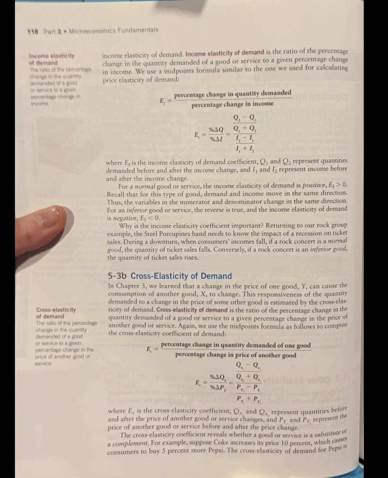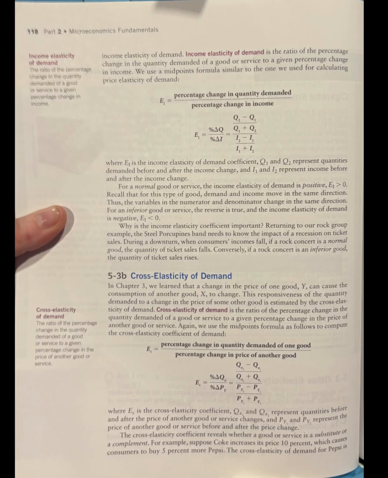Where E1 is the income elasticity of demand coefficient, Q1 and Q2 represent quantities demanded before and after the income change, and I1 and I2 represent income before and after the income change. For a normal good or service, the income elasticity of demand is positive. E1 is greater than 0. Recall that for this type of good, demand and income move in the same direction. Thus, the variables in the numerator and denominator change in the same direction.